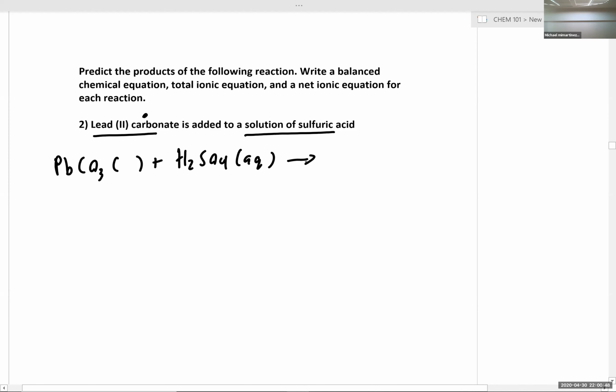And now I'd like you to take about 3 to 4 minutes and try to predict the product from this reaction and try to write a net ionic equation for this reaction. Just remember, carbonate is a special ion when it participates in acid-base reactions. So remember what we discussed about carbonates. So we'll discuss this question in about 3 to 4 minutes.